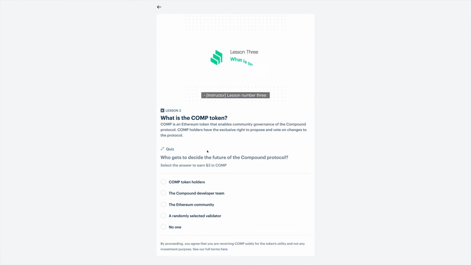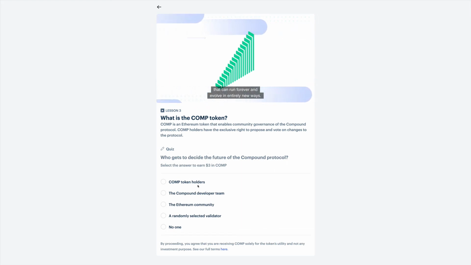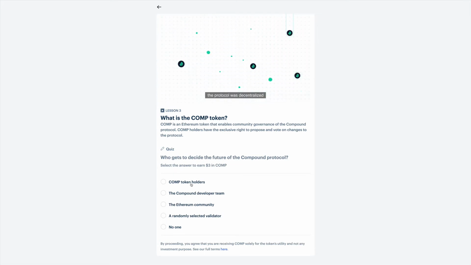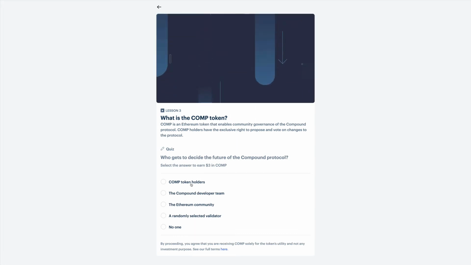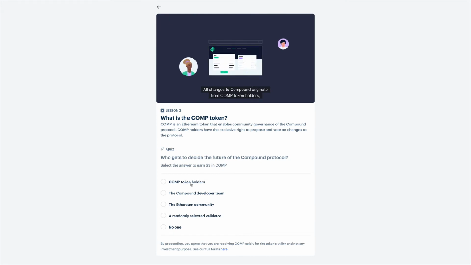Lesson number 3. What is the COMP token? Compound's goal is to create a protocol that can run forever and evolve in entirely new ways. In order to achieve this goal, the protocol was decentralized by creating and distributing Compound's native Ethereum token. All changes to Compound originate from COMP token holders who can propose and vote on changes to the protocol.